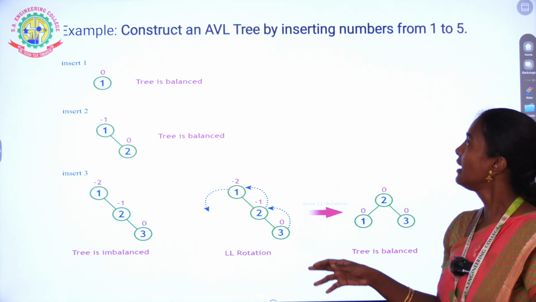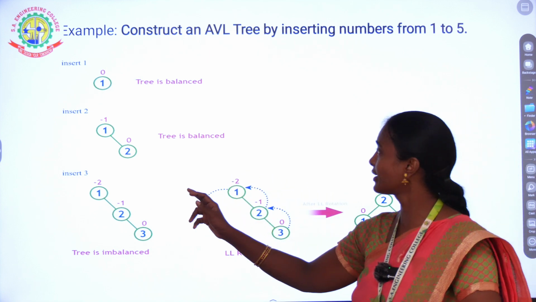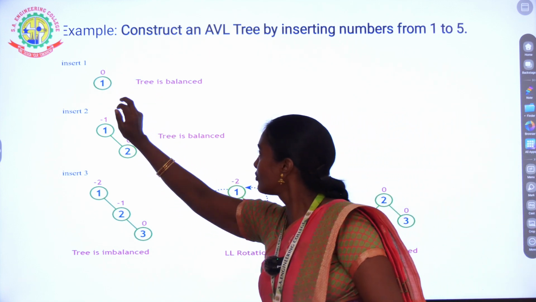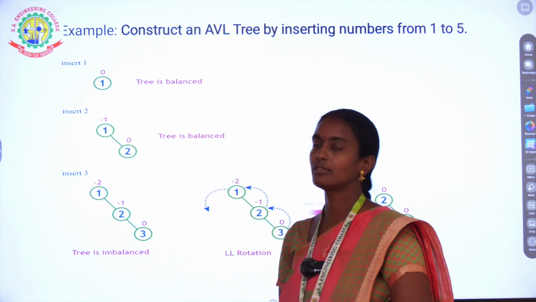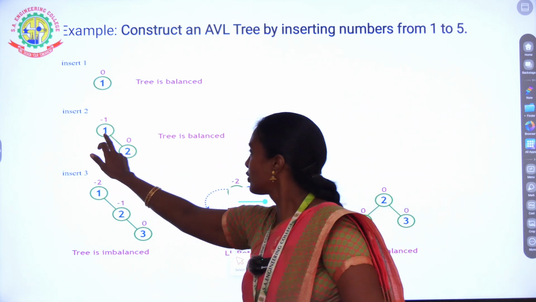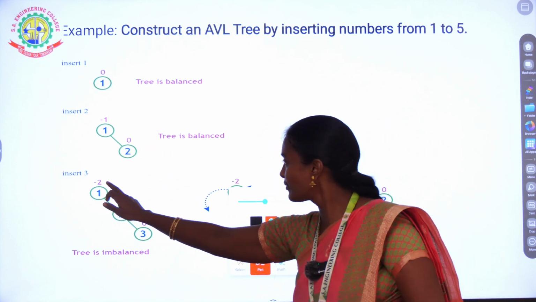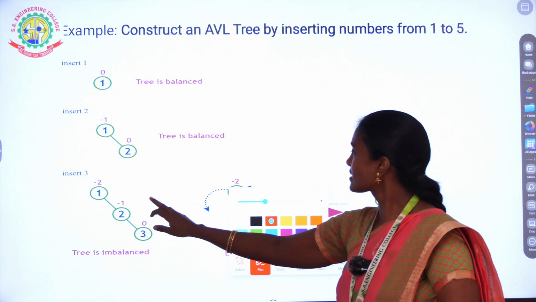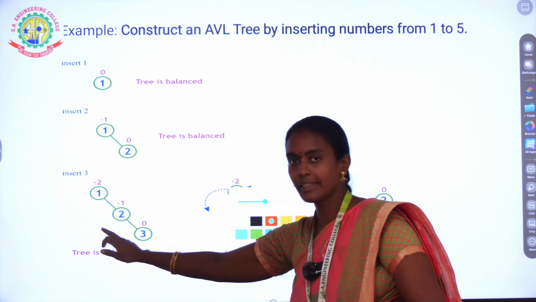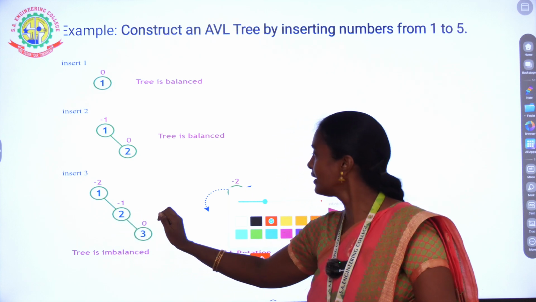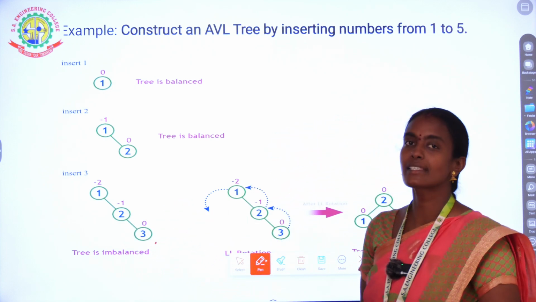Let's see an example. Construct an AVL tree by inserting numbers from 1 to 5. First we start with 1, so 1 is the root node. Now we check the balancing factor, which is 0. Next we insert the node 2, which is greater than the root node, so it is situated on the right side. Next element is 3. We check the condition: it is greater than 1, so move to the right side. It is greater than 2, so it is situated on the right side of 2. Now we check the balancing factor here.